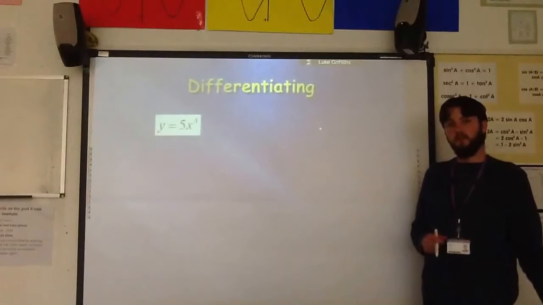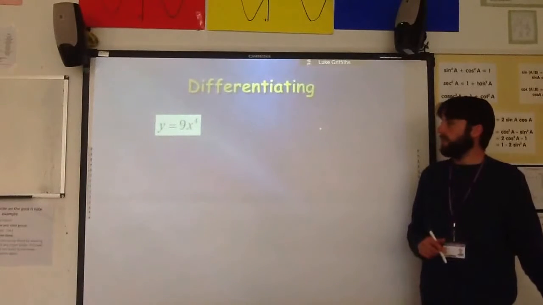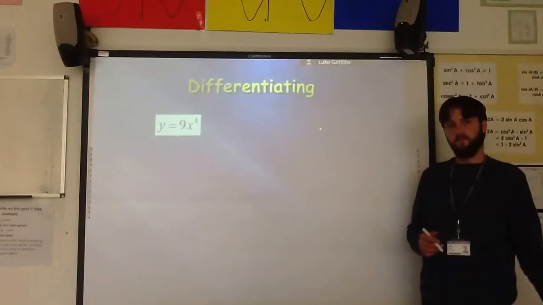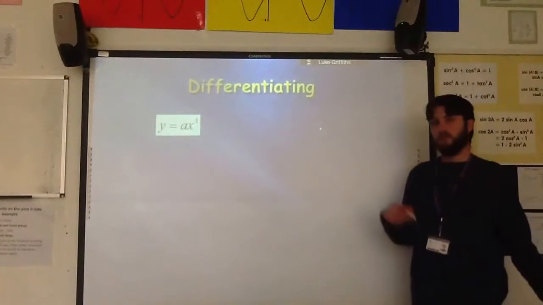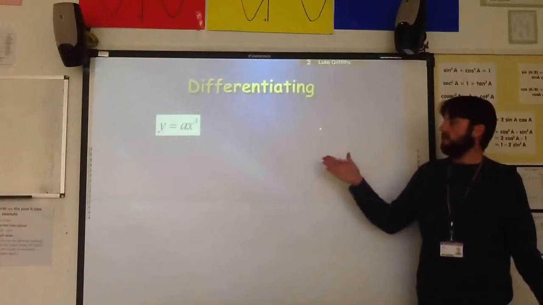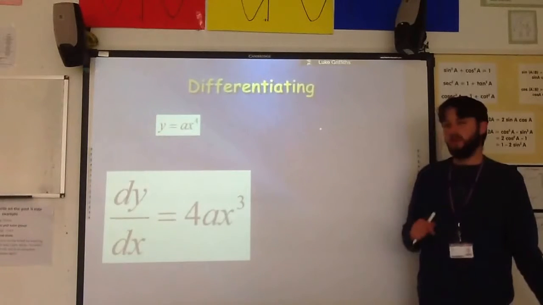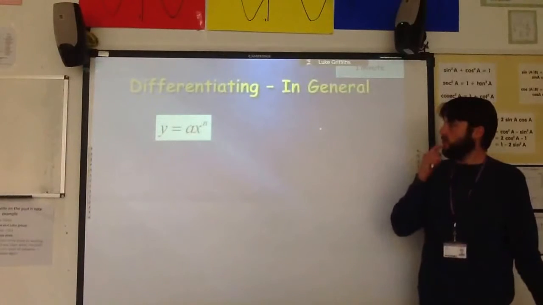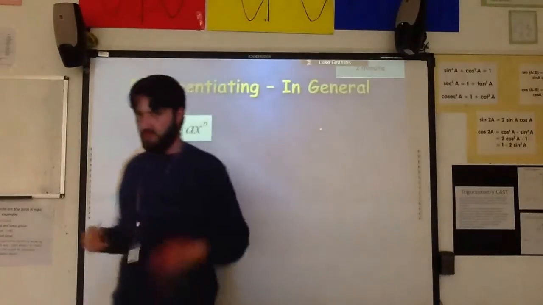5x to the power of 4? The answer would be 20x cubed. 9x to the 4? 36x cubed. So hopefully we can see now that there's a formula appearing. It's that any number times x to the power of 4 becomes 4 times that number times x cubed. So what would we say would be the general process for any number multiplied by x to the power of any integer?